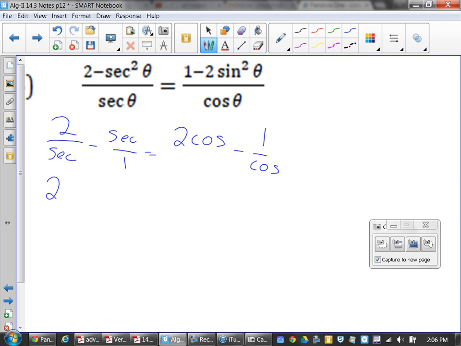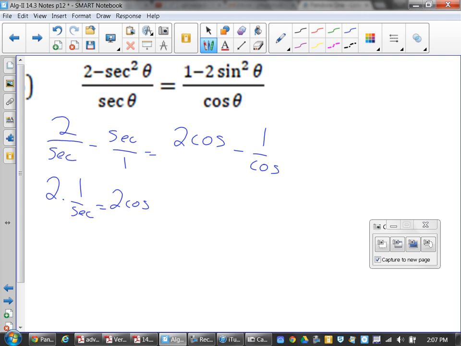This is 2 times 1 over secant, which is 2 times cosine. That's how I got it. Nope, because 2 is the constant. Remember, 1 over secant is cosine. Secant over 1 is 1 over cosine. They're inverses of one another.